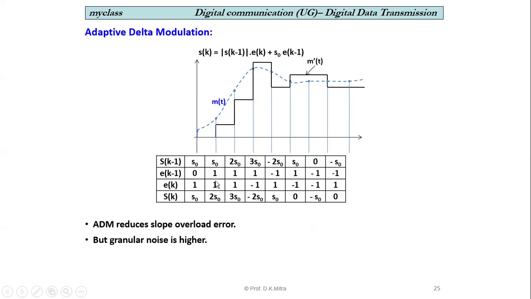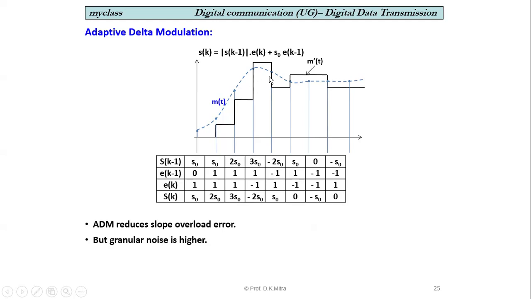Now you put these three values into this equation. sk minus 1 was S0. ek, the present error, is 1. So it is S0 into 1 plus, ek minus 1 was 1, S0 into 1. So the present step will be 2S0. So now it will raise the accumulator value by 2S0. Similarly, it will rise here by 3S0. Now, interesting is this sample.